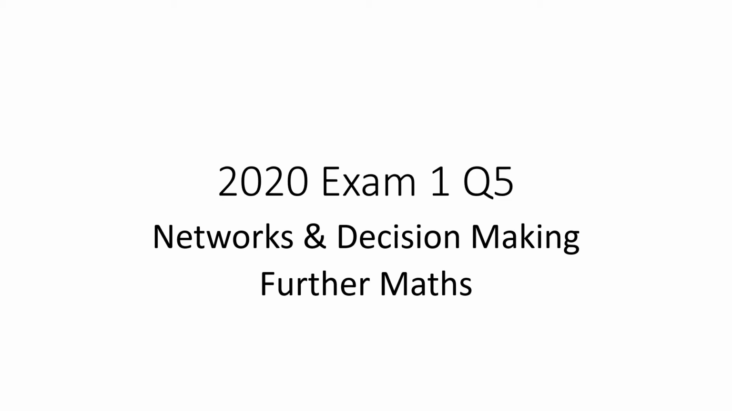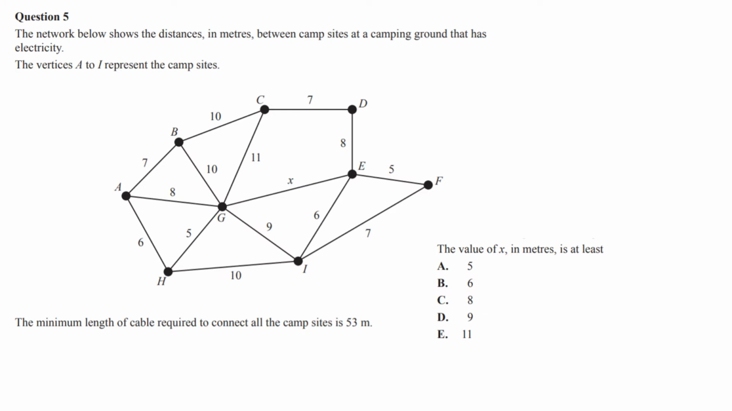2020, Exam 1, Question 5, Networks and Decision Making. So minimum length to connect all of them. This is Prim's, not Dijkstra's, however you want to say his name, because we don't have a start and finish point. We're just connecting all of them. Doesn't matter what. We've got a total of 53, but we've got this missing value x.